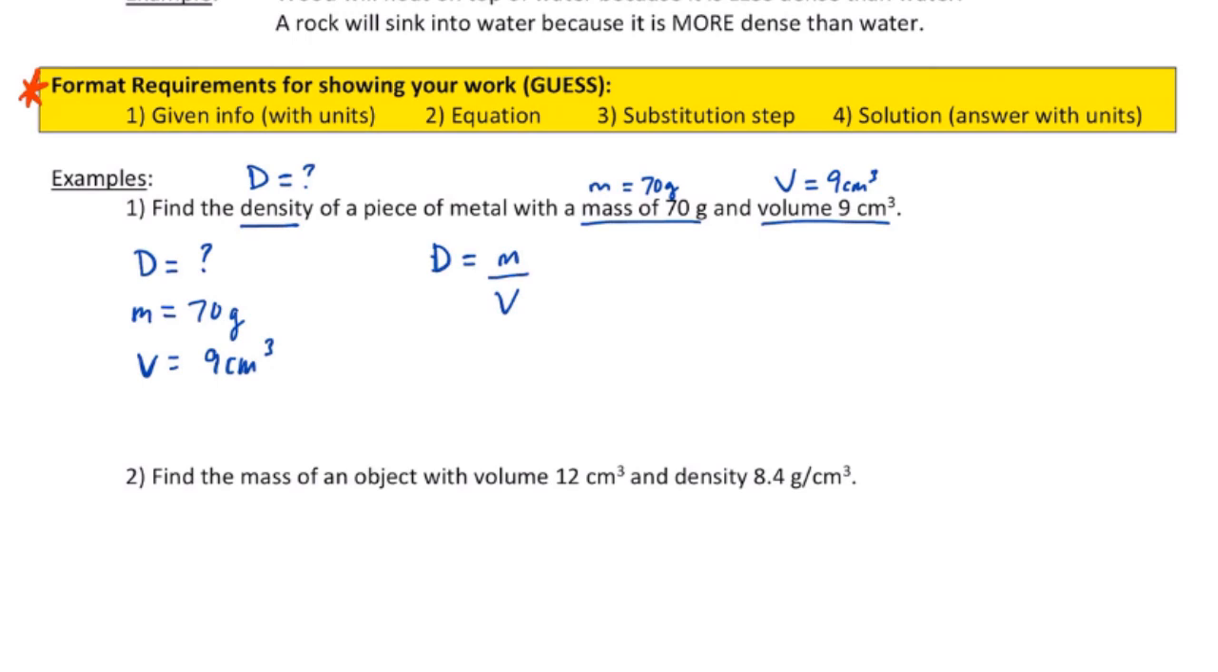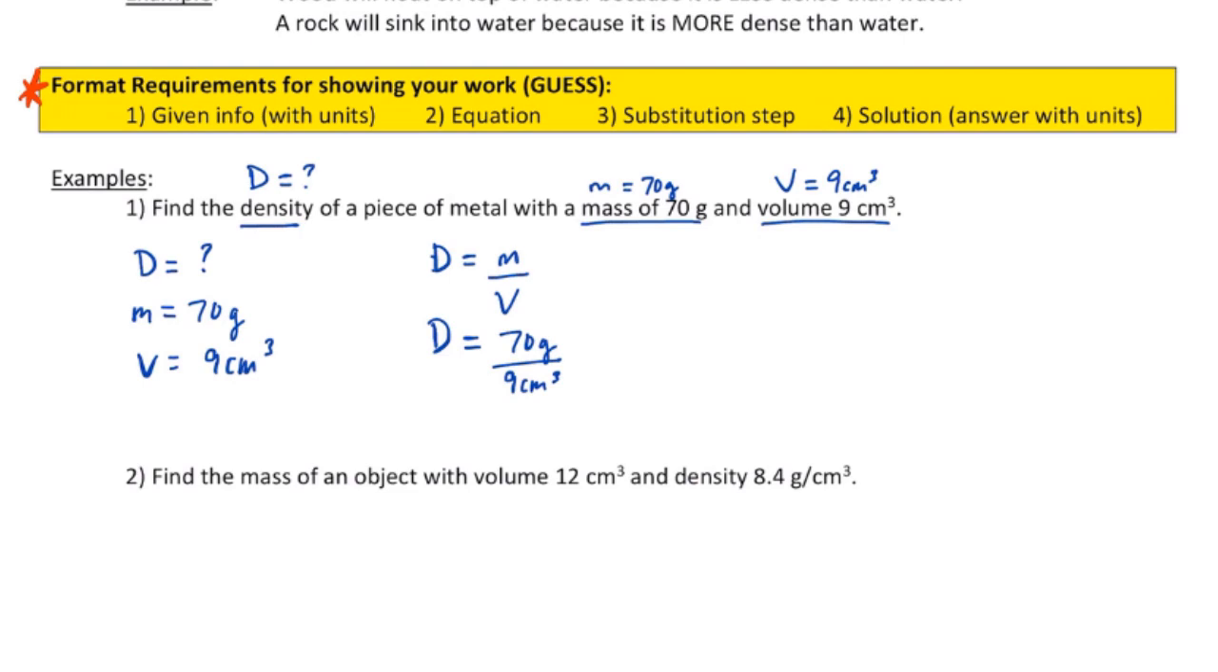3, we're going to do our substitution step. And that's just putting in what we know. We don't know a value for capital D, so we leave it as capital D. We do know the value for M, so we write it in. And we do know the value for V, it's 9 centimeters cubed, so we write that one in. And now we're ready to just do the math. So already you have 75% of your mark because you've got 1, 2, and 3 done. And now all you have to do is find the solution.